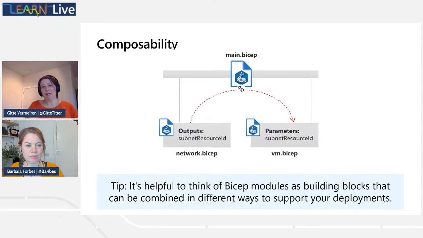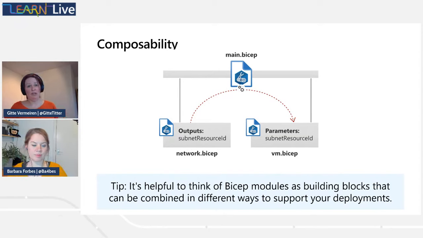But it might be that the VM module actually needs information about the networking module. And then you can use the concepts that you already know around outputs. You can use the output from the networking module to pass on a value to the VM module. So you can mix and match, combine things, and get good building blocks that you can reuse.